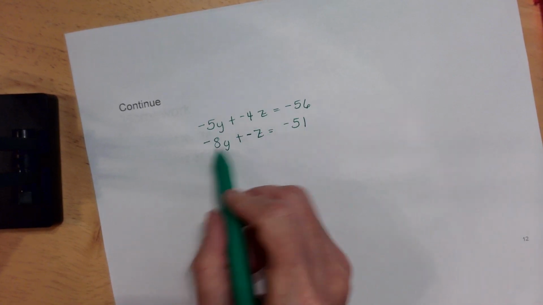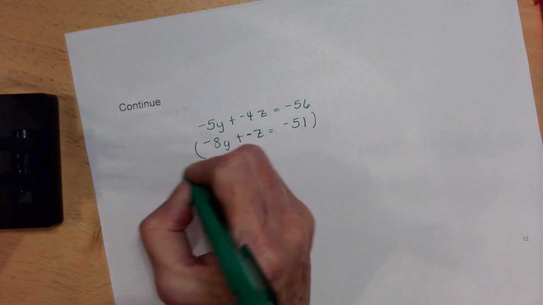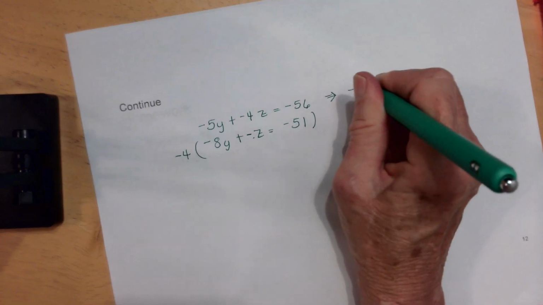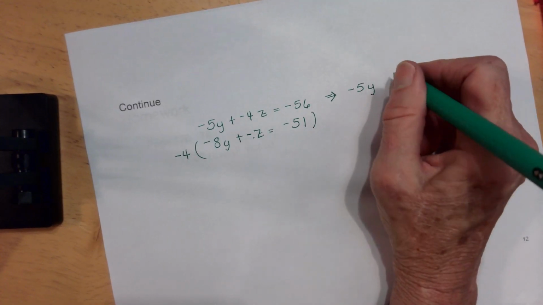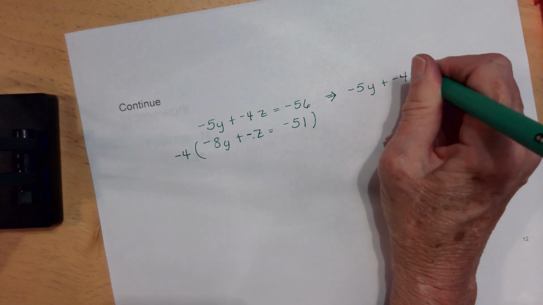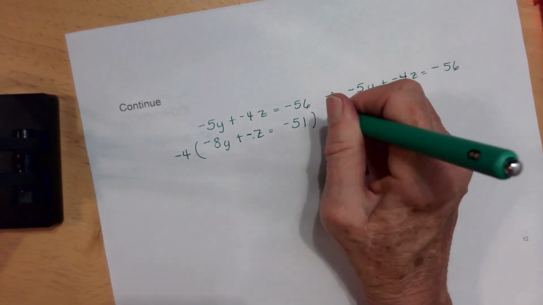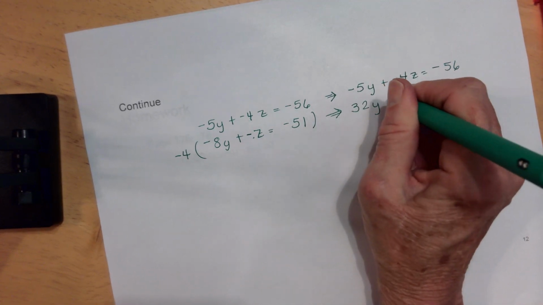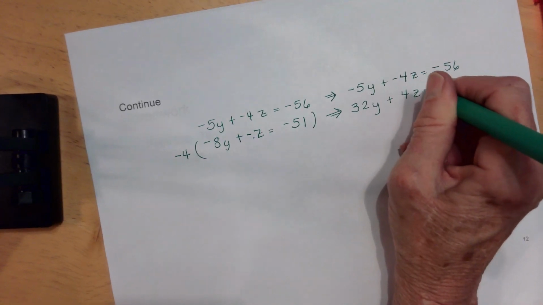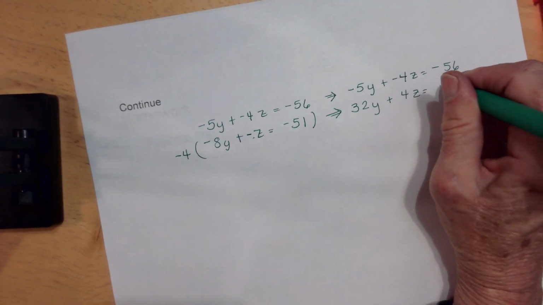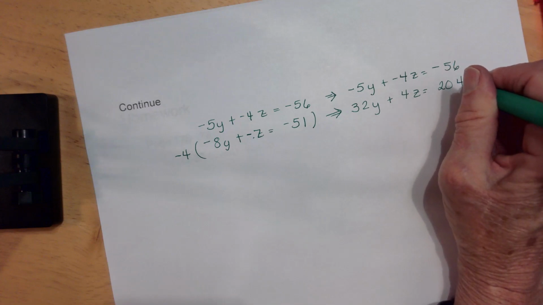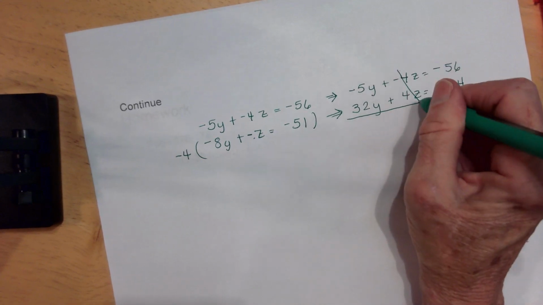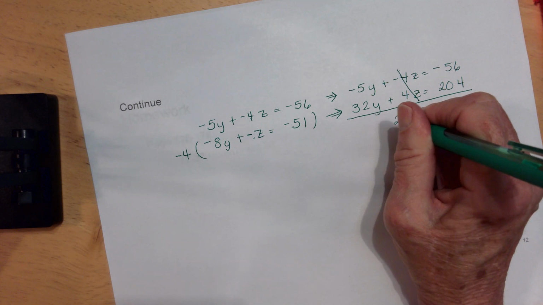All right, so we want to multiply this bottom one by perhaps -4 so that we make this a +4. So we won't have to do anything to the top one. So 5y plus -4z is equal to -56. Multiply this one over. So that's going to give me a +32y plus a +4z is equal to a +204. I believe that is correct on that one. So I'm going to add these. They eliminate out.